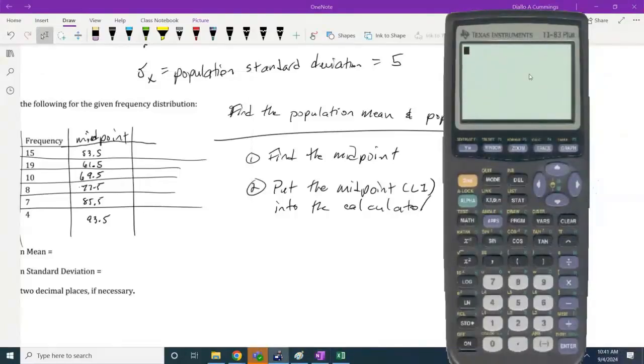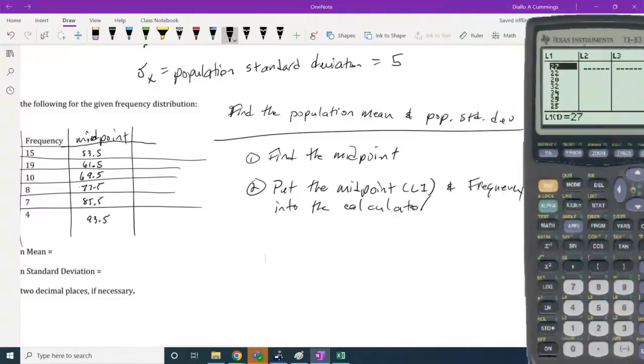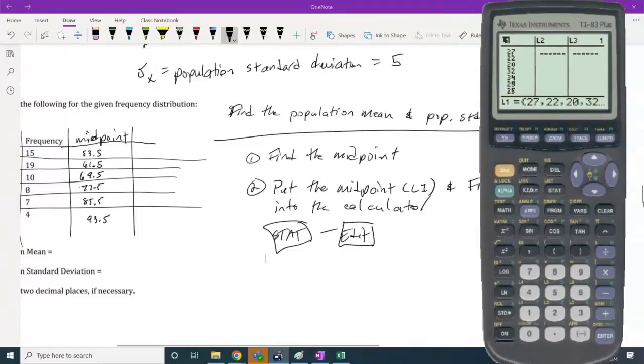All right. So I'm at the home screen. I just cleared everything away. Remember, in order to put data into your list, I want to hit Stat, and I want to choose Edit. I'm going to go to the very top of list 1. I'm going to hit Clear and Enter. Clear that out. Now, is everyone seeing specifically list 1 and list 2? For list 1, remember we're going to put in the midpoint.